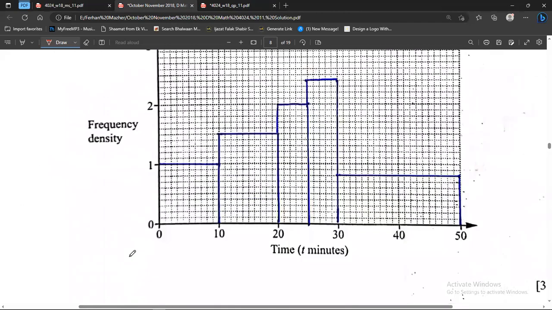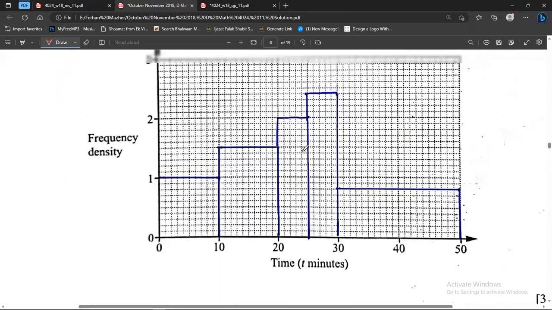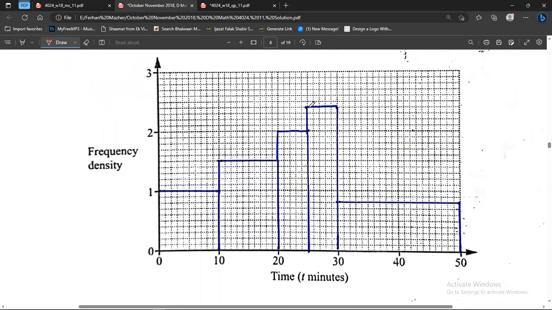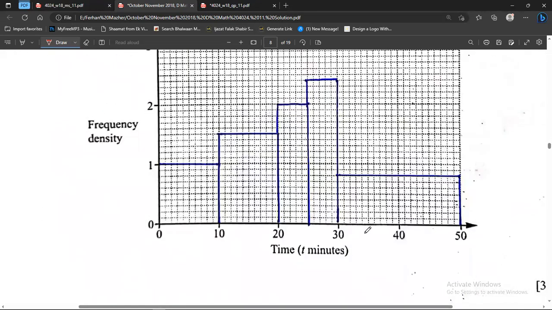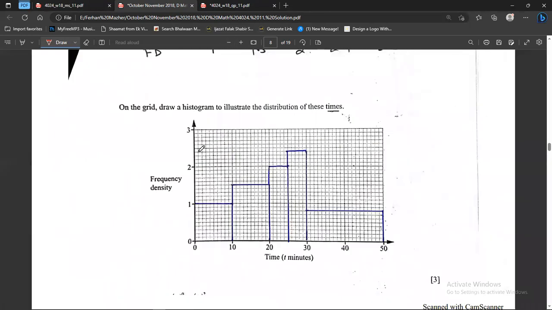Okay, so from 0 to 10, the frequency density is 1. So I will make this grid. From 10 to 20, the frequency density is 1.5. So I will make this histogram. From 20 to 25, the frequency density is 2. From 25 to 30, the frequency density is 2.4. You can see 2.4, yeah. Then we have 30 to 50, and its frequency density is 0.8. So I have drawn this histogram, and I hope you can understand.